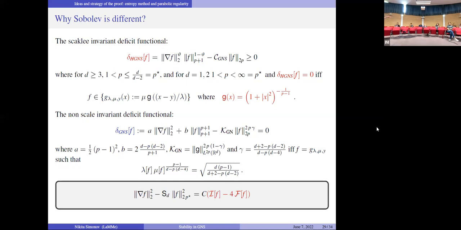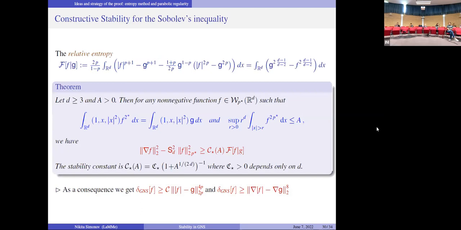Basically, in terms of flow, that boils down to consider a flow which has to conserve mass, center of mass, and second moment. But our equations are diffusion equations, so they can conserve mass. Sometimes they can conserve the center of mass. But since they diffuse, so you have a lot of mass which goes to infinity, there's no way that you conserve your second moment. And because of this, we are not able to use exactly the same flow for the Sobolev inequality.